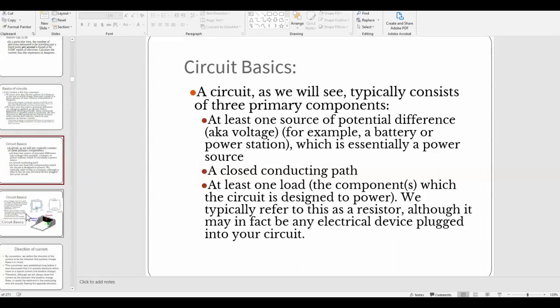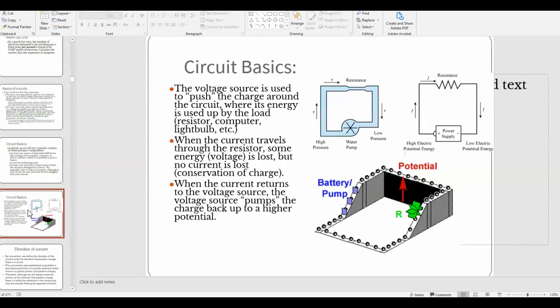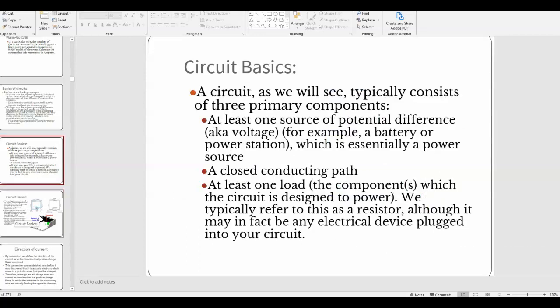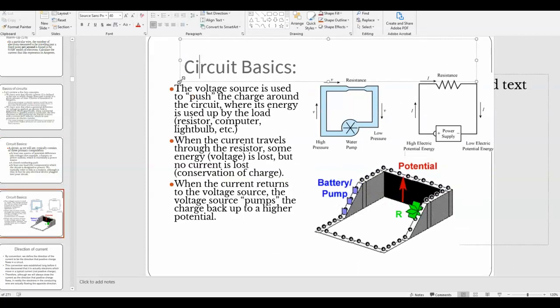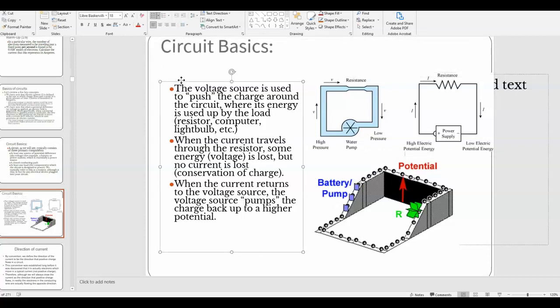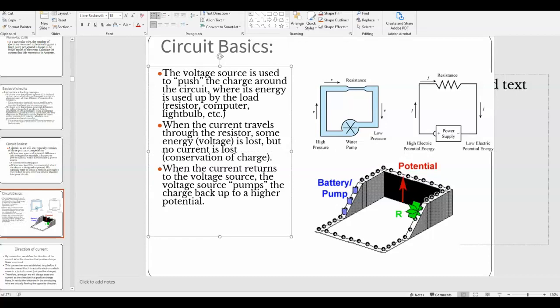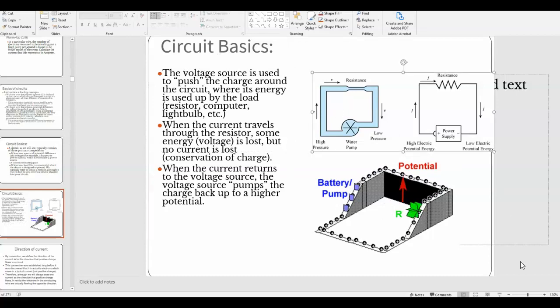Okay, so how does a circuit work? Well, it all relies on that source of potential difference, that voltage source. This little animation here is meant to help you understand how the voltage causes the charge to move. The idea is that you have a voltage source where one side of the voltage source has a higher potential than the other side, and the voltage source acts like a pump mechanism. When I talk about a voltage source, think of a battery. A battery has a positive side and a negative side. The positive side of a battery has a higher potential than the negative side. That's how that works.